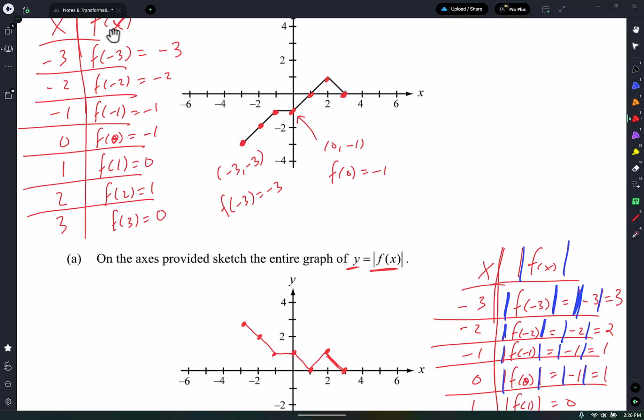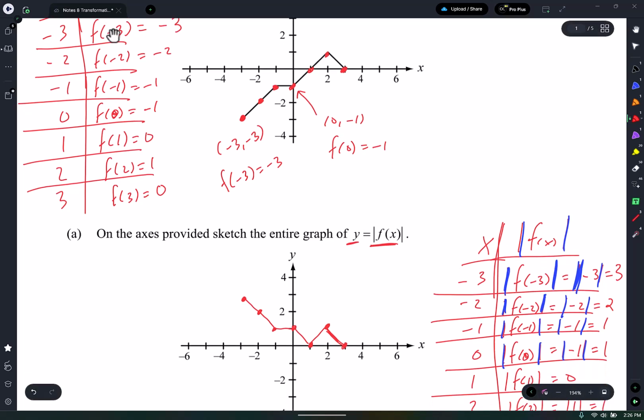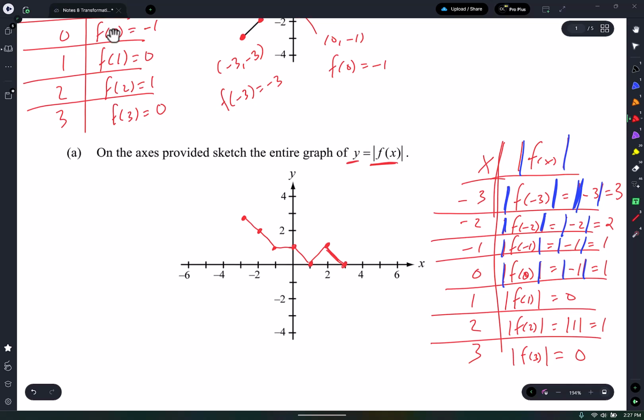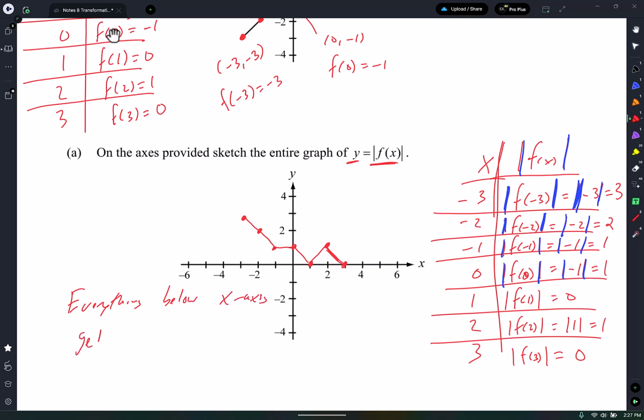What changed compared to the original? Everything that was below the x-axis got reflected. Maybe you want to say it got deleted and then reflected, or reflected and then everything that was below got deleted. But there it is. Whatever was below the x-axis just got reflected above. That's it. Not bad, right?